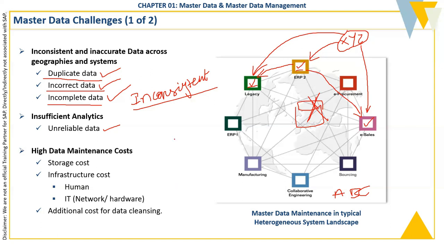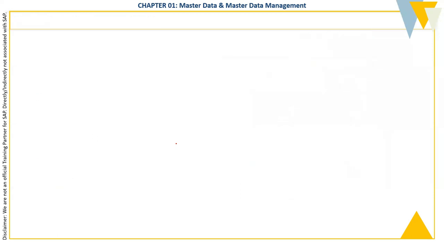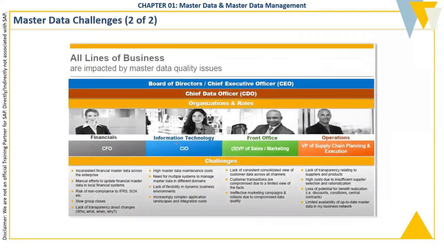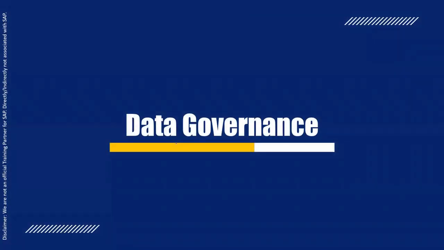So these are a few errors we could foresee out of the master data in a typical landscape. Now, with these kinds of errors, who will be impacted? Obviously, the board members, the high-level people sitting on the top node of the organization. So they will get impacted. The total overall revenue will get impacted in case of any master data issues. Now, how to overcome that? That's where data governance comes into the picture.